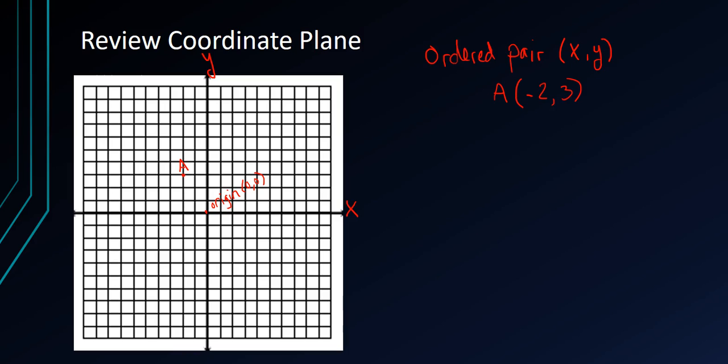We also have quadrants in our coordinate plane. This is quadrant 1, quadrant 2, quadrant 3, and quadrant 4. I remember that as it makes a C for coordinate plane. So 1, 2, 3, 4, the order you would go through those. Okay, and again, those are called quadrants.